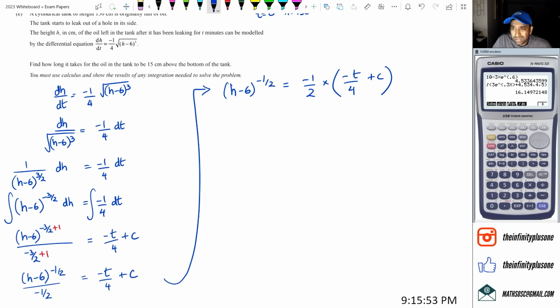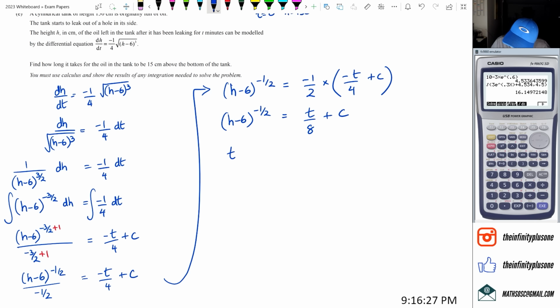Now, if you remember earlier, if you have a constant and you multiply it with a number, you're still going to end up with a constant. So with that in mind, I've got h minus 6 to the power of -1/2 is equal to positive t over 8 plus a constant, because we don't know what that constant is. A constant multiplied by another number is still a constant, so we're just going to leave that as a c. But we need to figure out what that c is.